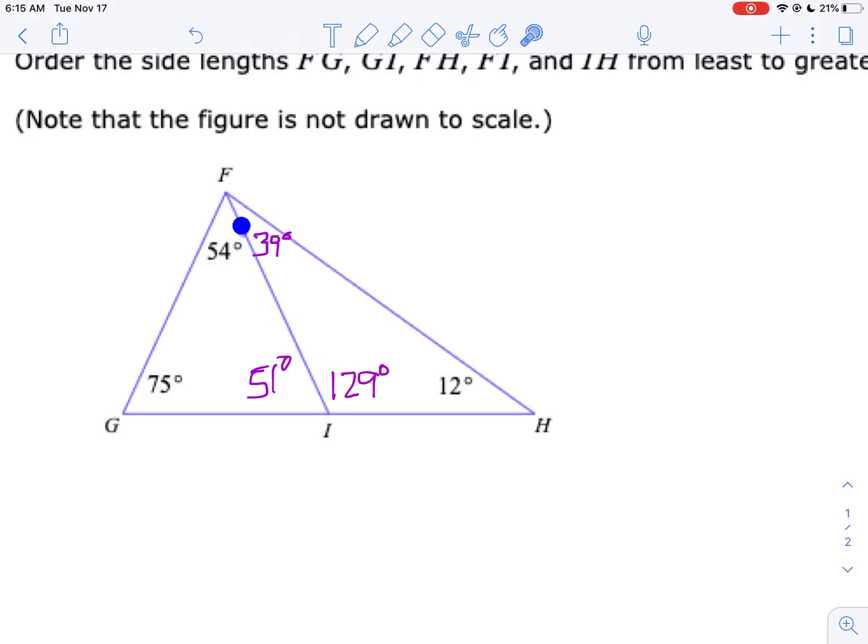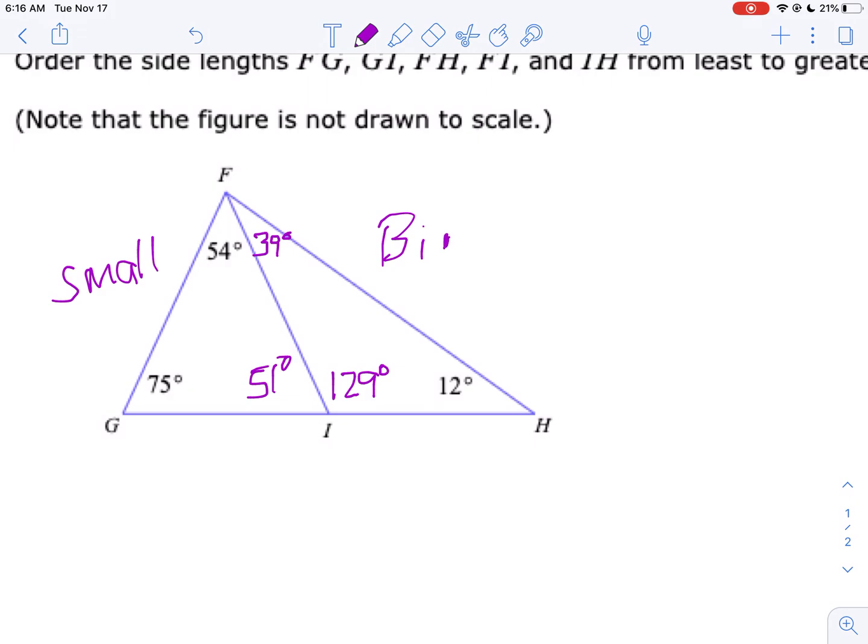So, since FI is in both triangles, I want you to compare angle G and angle H. Well, I'll look at the sides opposite FI. That's where I get those from. If I look at 12 degrees, these are both bigger than 12 degrees, aren't they? So that makes FI the smallest side of this triangle. And if I look at 75 degrees, both these angles are smaller than 75, so FI is the biggest side of this triangle. So in other words, this is my small triangle. This is my big triangle.